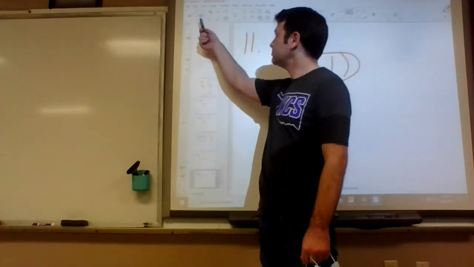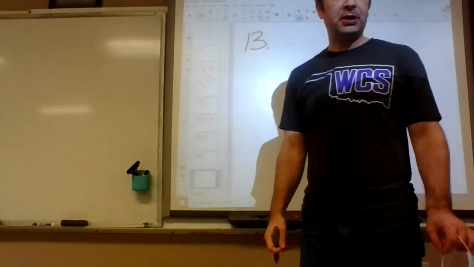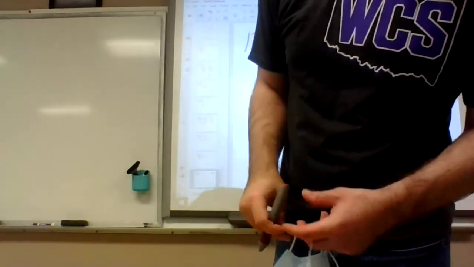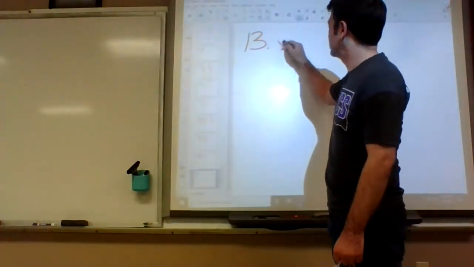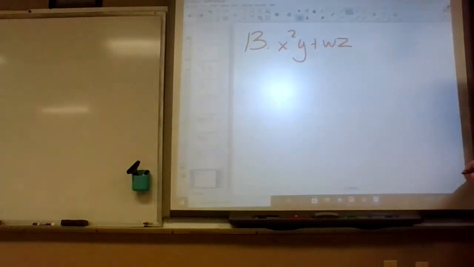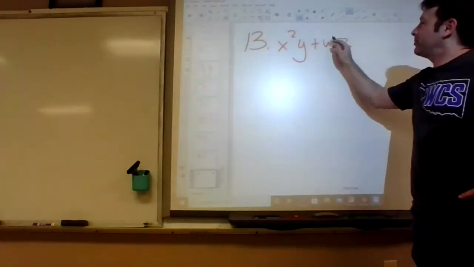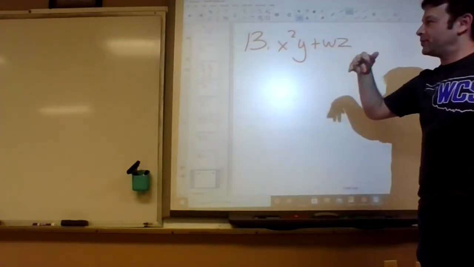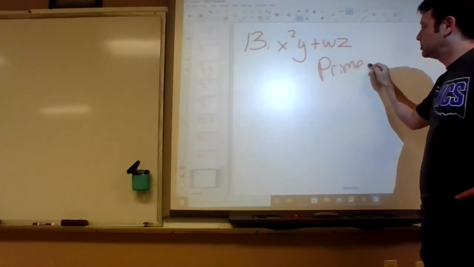What about 12? What about 13? Oh, I lied. X squared y plus wz. What goes into both of those? Nothing. So guess what I'm going to put? Prime. Relatively prime would be comparing two different things. This is one polynomial, so we're just going to put prime.